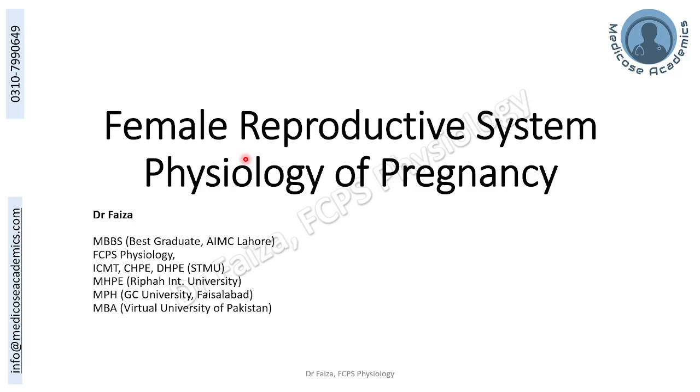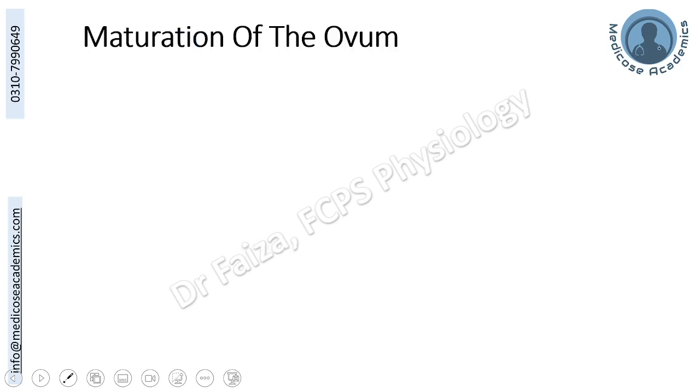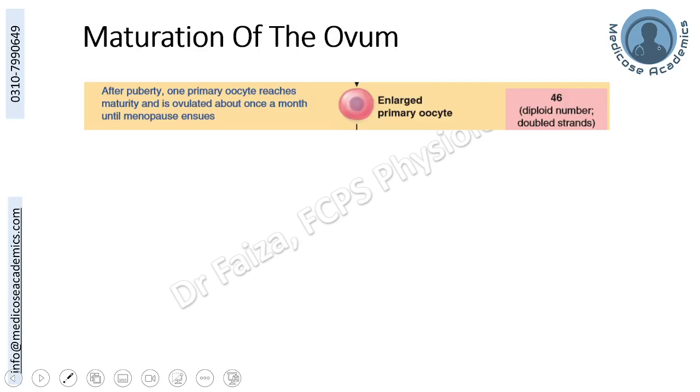Female reproductive system, and we will be discussing the physiology of pregnancy and particularly these miscellaneous topics one by one. So let's begin with how the ovum is matured. As we have discussed the steps in the ovum development in our first session, I'll just look into how the chromosomal content is divided from 46 diploid number to mature oocyte.